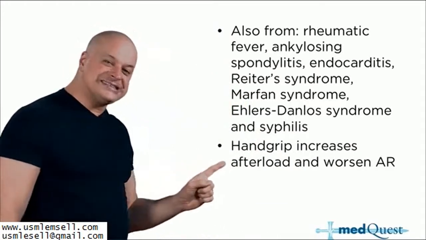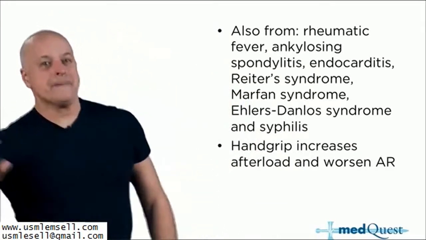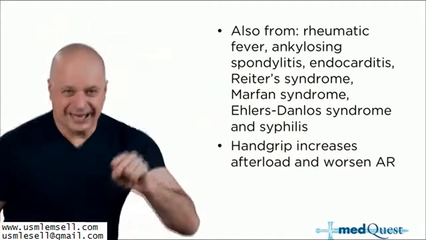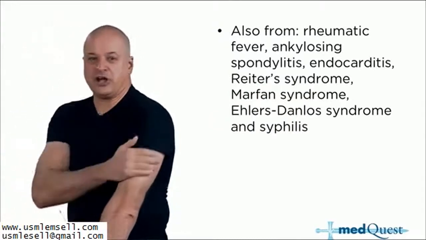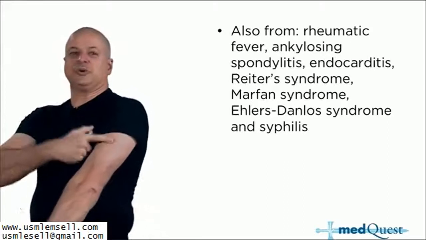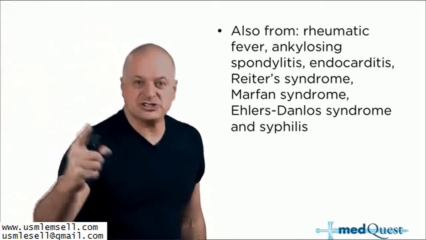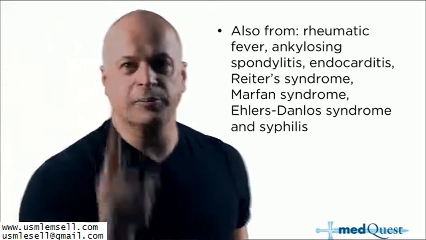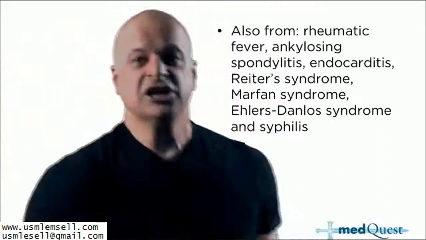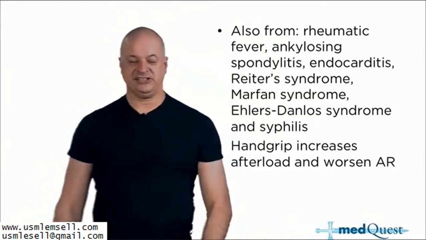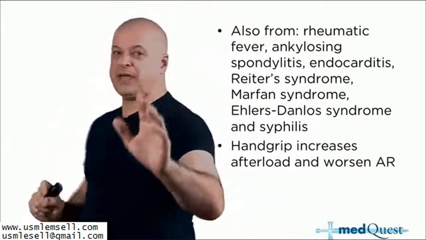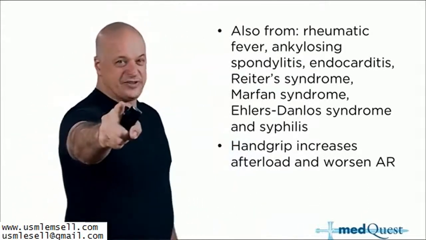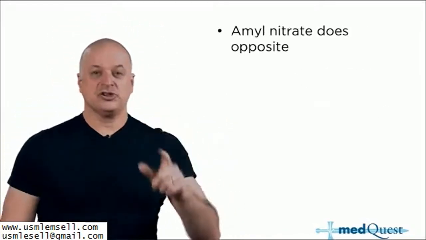Hand grip increases afterload. Hand grip pushes blood backwards. Hand grip contracts the arteries of the arm, squishes the arteries of the arm and compresses them so that it makes it harder for blood to get out of the heart. So hand grip is the opposite of an ACE inhibitor. If you treat regurgitation with an ACE inhibitor, a vasodilator, hand grip makes it worse, because hand grip squeezes those arteries.